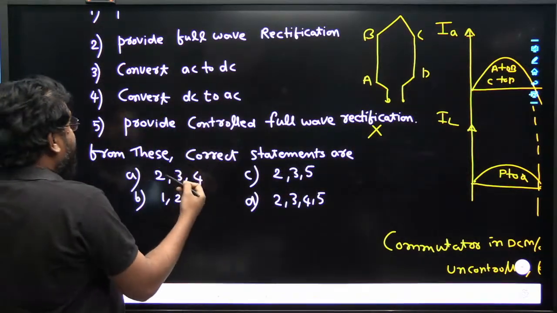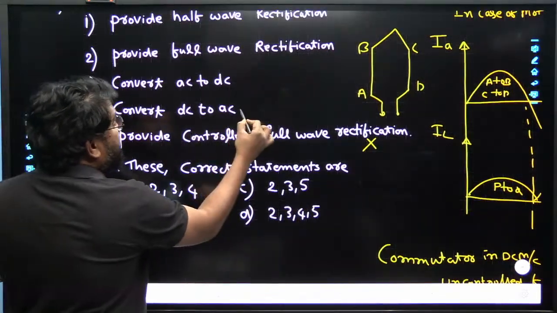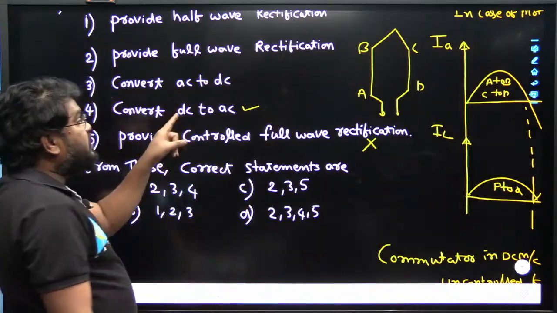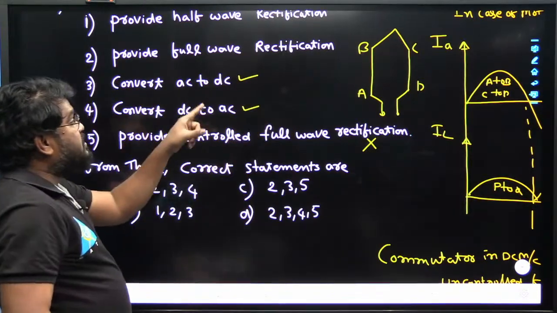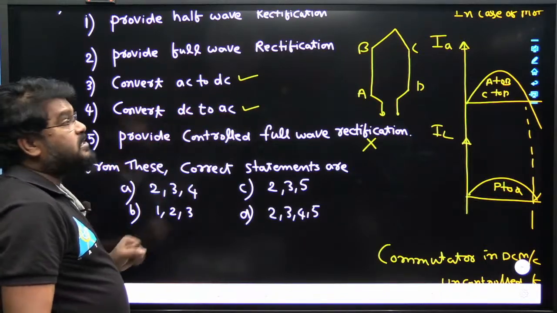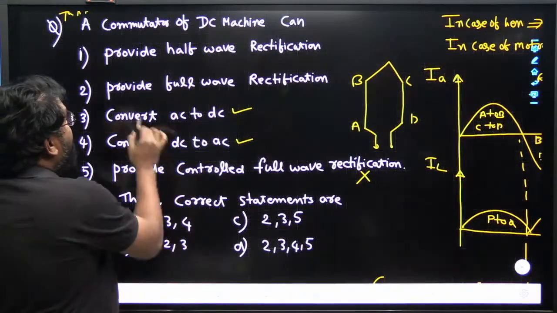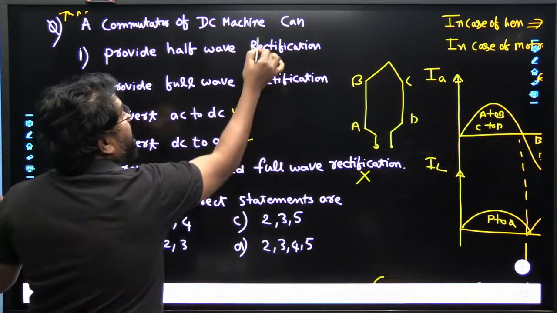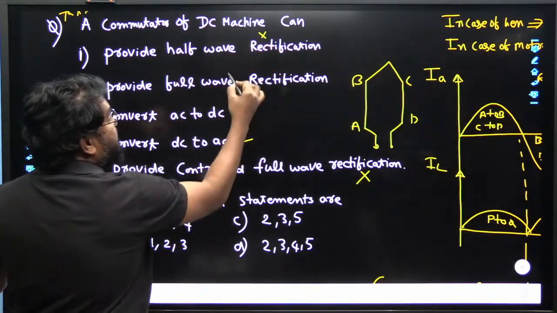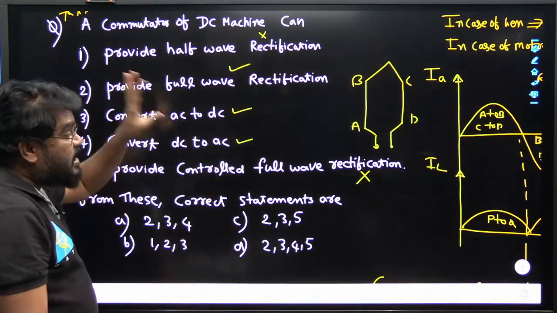Now here, convert DC to AC. Okay, that is correct in case of the motor. Convert AC to DC, this is also correct in case of the generator. The next one, provide half wave rectification. It is not half wave rectification, it is full wave rectification, but uncontrolled. Okay.